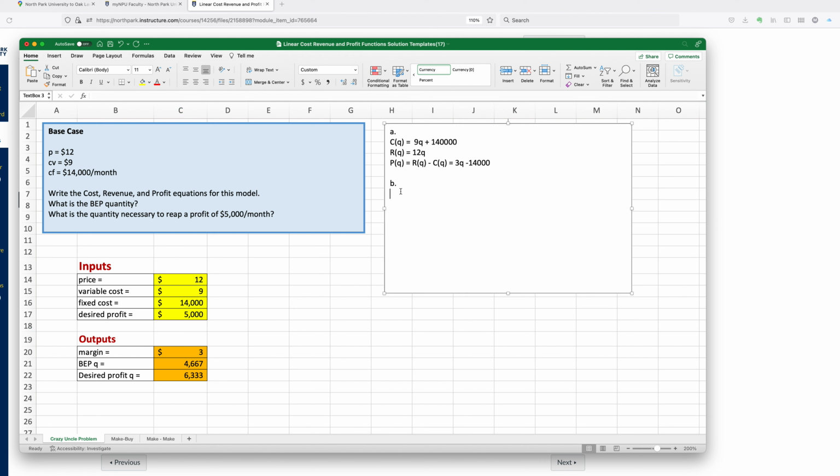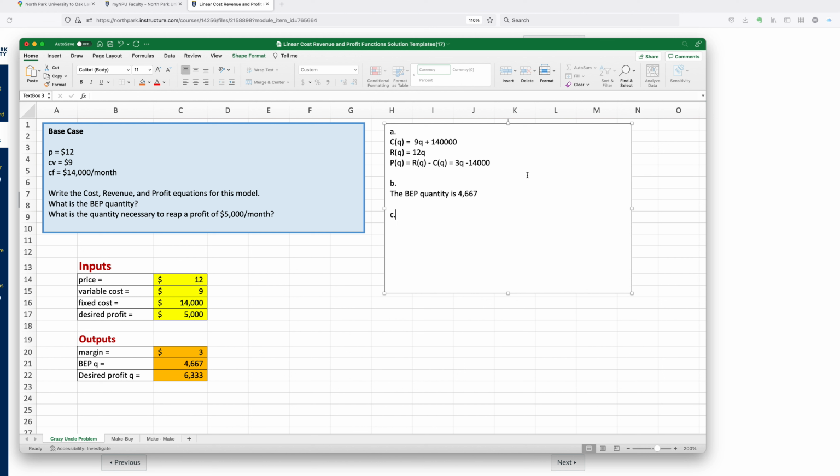So if I want to do this right, I could say the break-even point quantity is, and I go over here and read it, break-even point, 4,667. Then I'll know that you plucked the right number from the right place. I mean, it's pretty obvious. There's only 3 answers that come out.